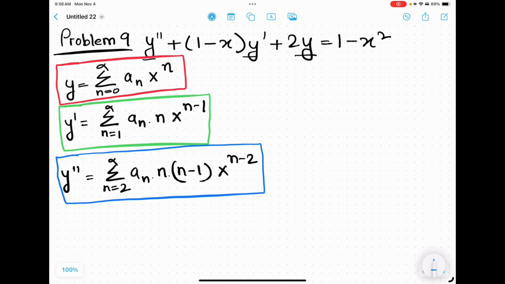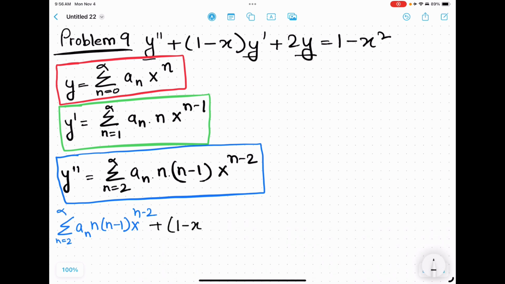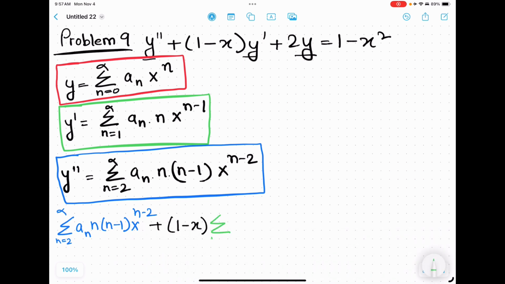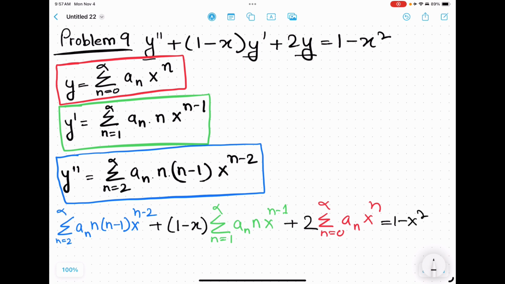So we have our y double prime. So I'm going to write summation n equal to 2 to infinity a sub n times n minus 1 x to the power n minus 2. And then plus (1 minus x), and then I have y prime, which is summation n equal to 1 to infinity a sub n times x to the power n minus 1. And then I have my plus 2, and then I have my y, so I have summation n equal to 0 to infinity a sub n times x to the power n equals 1 minus x squared.